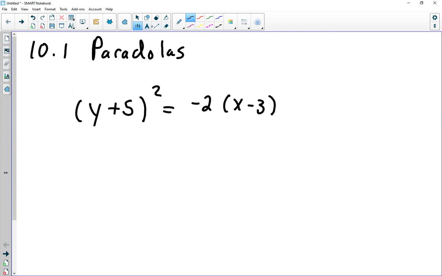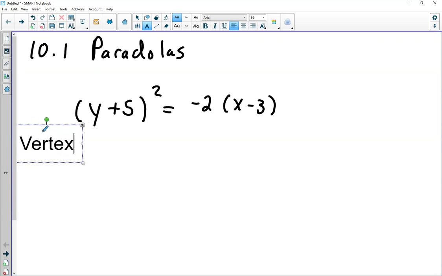When it comes to parabolas, we look for a couple of things. We're going to get the vertex. We're going to get the focus. There's only one focus here, so we call it the focus. And we're going to get the directrix.